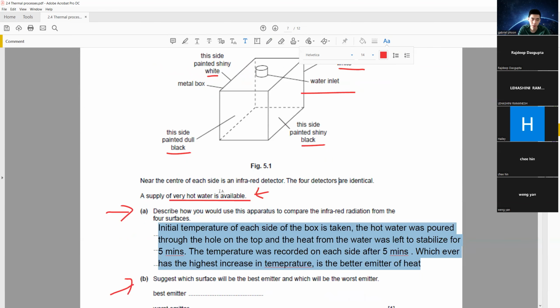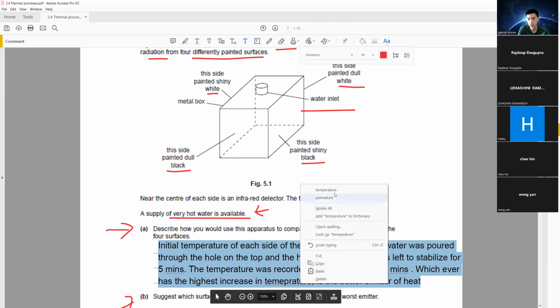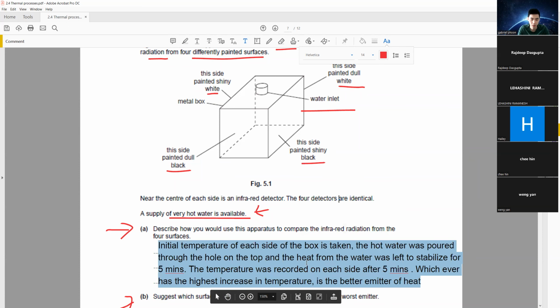So yeah, this is quite a lengthy one, but it's 3 marks, guys. So basically, you're describing what you should do with these apparatus and how you're going to conduct this experiment, right? You're going to measure the size of each different color first, making sure that they're all the same. Then after that, you're going to pour the hot water in, and let the heat stabilize for a while. After 5 minutes, you measure the temperature again. Whichever one has the greatest temperature is obviously going to be the better emitter of heat.